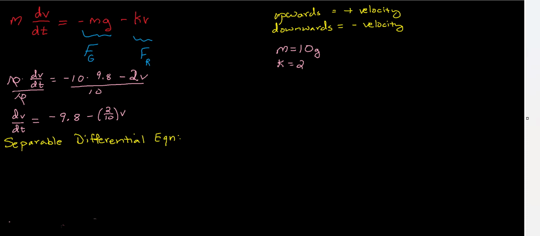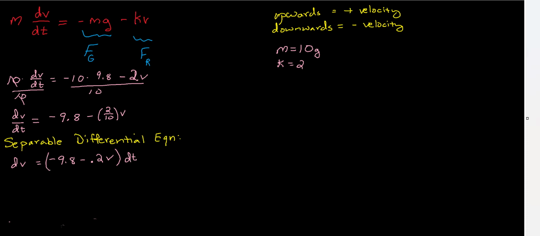So my first task is to separate the v's and separate the t's. So the first thing I'm going to do here is rewrite this as dv on the left, and on the right-hand side I'm going to write negative 9.8 minus, well, let's call it 0.2 instead of the fraction there, v dt.